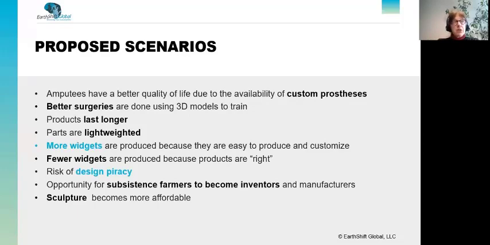Same thing with the better surgeries. Again, we're looking at human health. We looked at products lasting longer, products being lightweighted, these things that we just talked about, and we looked at those from an environmental perspective. We also looked at the potential that there would be more widgets produced. You know, people can now make all kinds of custom things. They can just go to the library and make something. They're going to make more of them.